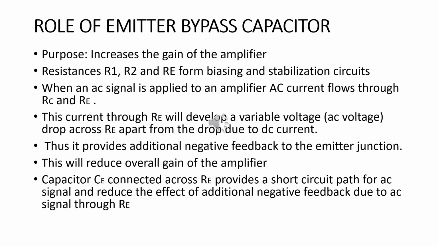Now, by connecting a capacitor Ce across RE, we have a short circuit path, or a path which has got low resistance than the path containing resistance RE, for the current to flow. So, obviously, as we all know, the current will always take the low resistance path. So, when we are providing two paths, a path which contains resistance RE and another path which contains capacitor Ce, the current will definitely flow through this capacitor Ce.